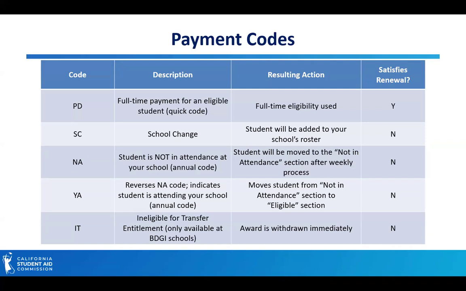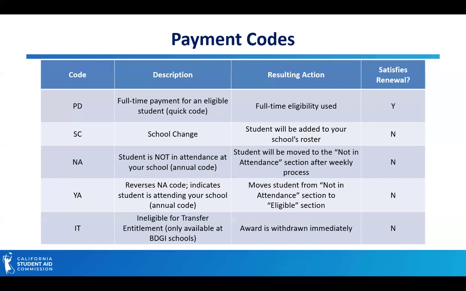So, the first one, PD, is the quick and easy way to pay a student full time on their award. SC, school change, is for whenever a student says, "Hey, I have an award." You go in the system, you type in their information, and it says, "Oh, you have an award, but right now you're on another school's roster." So to bring them to your roster, you would just select SC, and that student will then be moved onto your active roster.